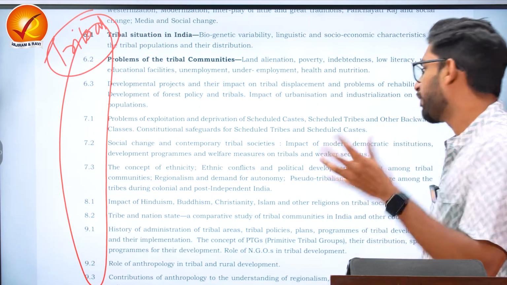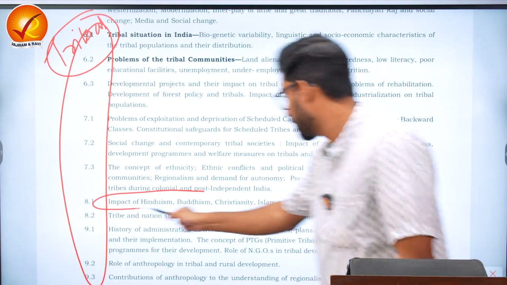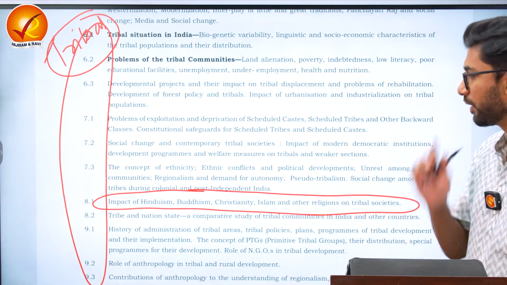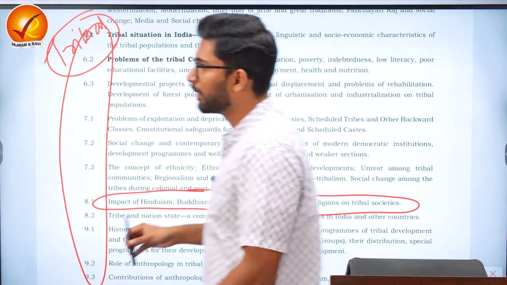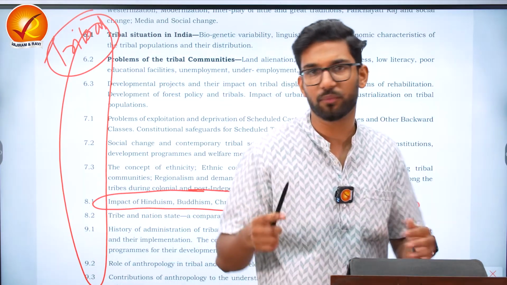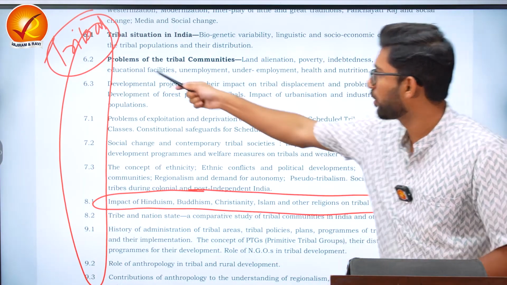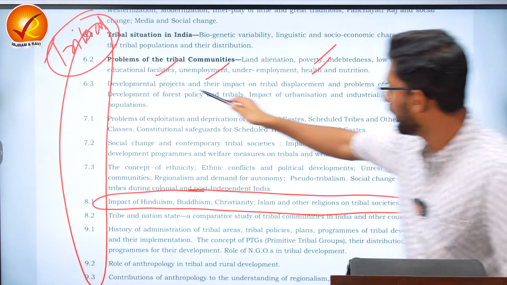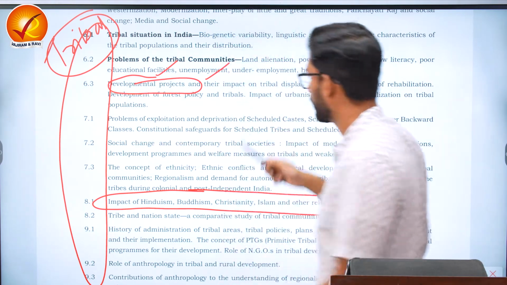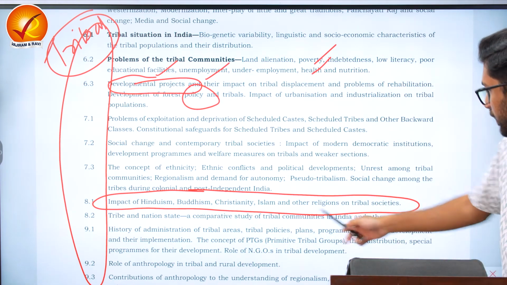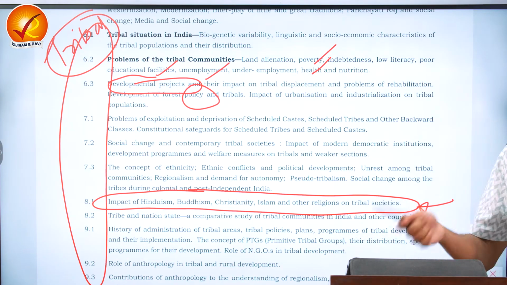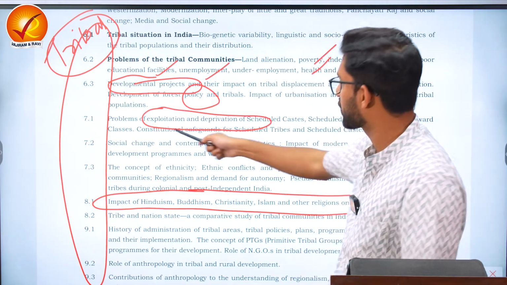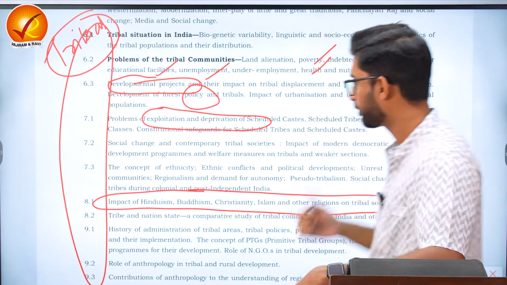There are some off topics here as well. Let's say 8.1, which is the impact of Hinduism, Buddhism, Christianity on tribals of India. This is different from the first, which deals with education, unemployment, poverty, health and everything. This deals with the development projects and what the government has done, the policies of the government. This deals with how religions have impacted tribal groups. This also deals with a similar thing: exploitation, deprivation of tribal groups and everything.